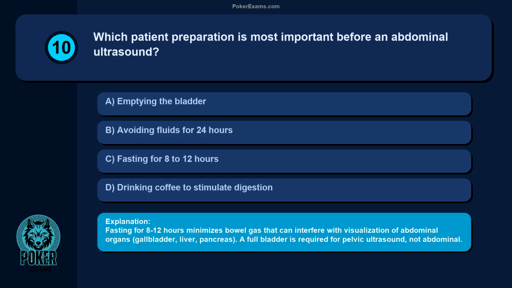Fasting for 8 to 12 hours minimizes bowel gas that can interfere with visualization of abdominal organs, gallbladder, liver, pancreas. A full bladder is required for pelvic ultrasound, not abdominal.